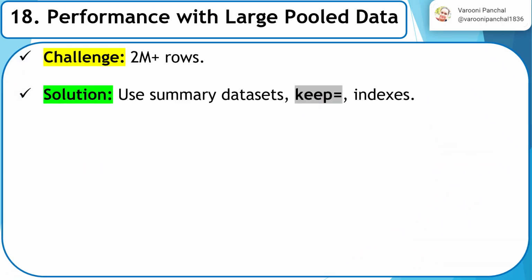Now, number 18 is performance with large pooled data. The challenge here is that I might have 2 million rows. So the solution here is to use summary data sets. You can use KEEP= to keep only specific rows or specific parameter values, or you can even use indexes while doing the program. So, while handling large pooled data, you need to be very careful to summarize and use the KEEP function.